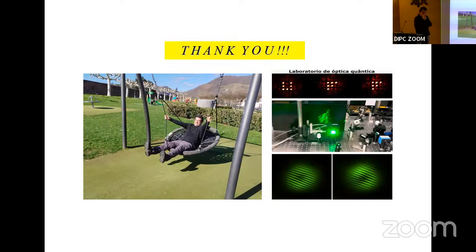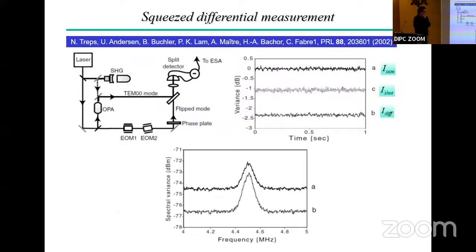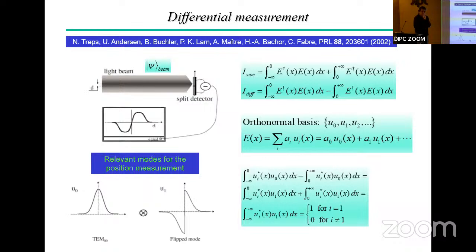In the experiment of the inverted mode, why did we decide to make the inversion in the local oscillator? You see, at the end, you want to produce a beam that has sub-shot noise displacement fluctuations. Because of this structure of the fluctuation with the main mode and the flipped mode, you have two options to do that.